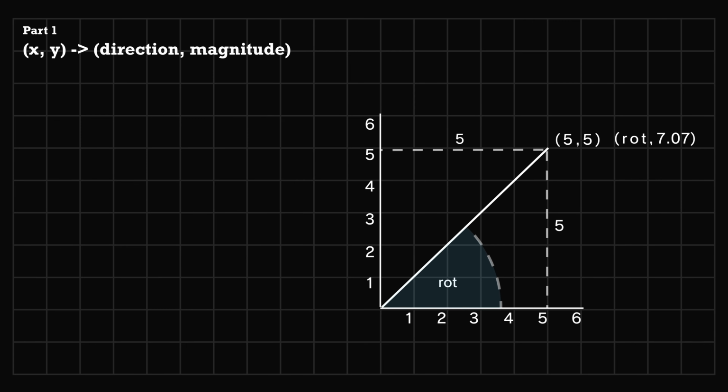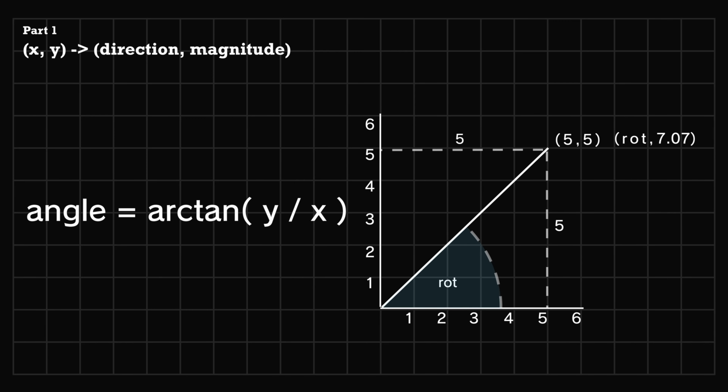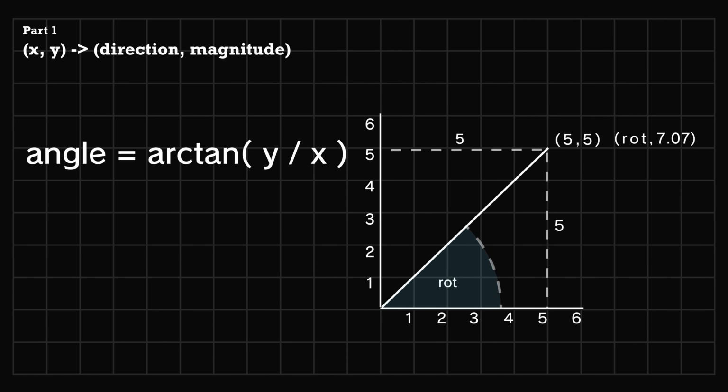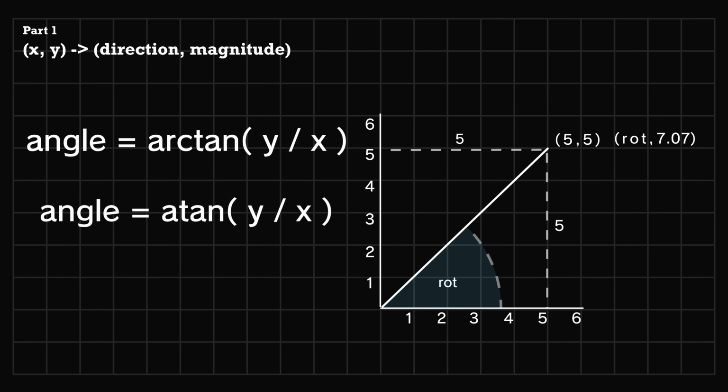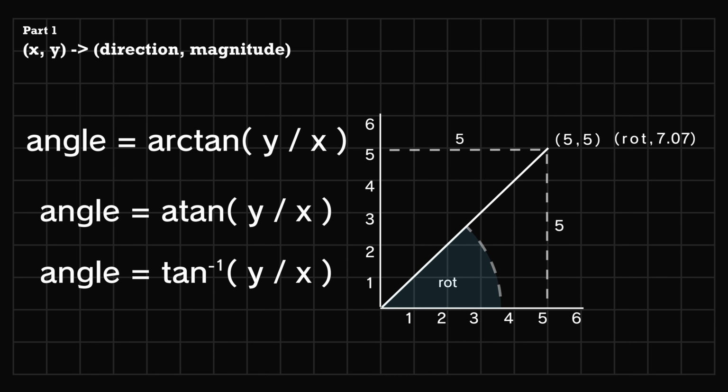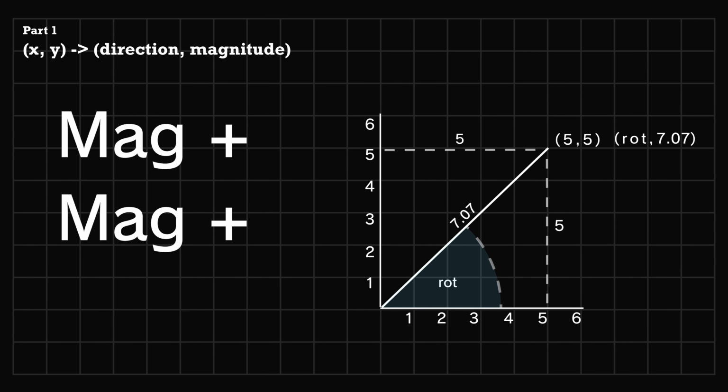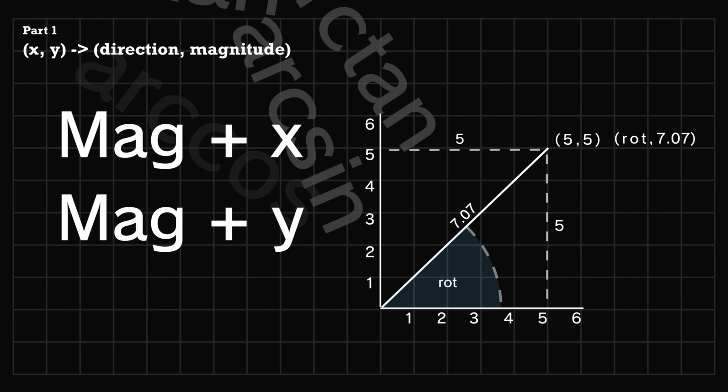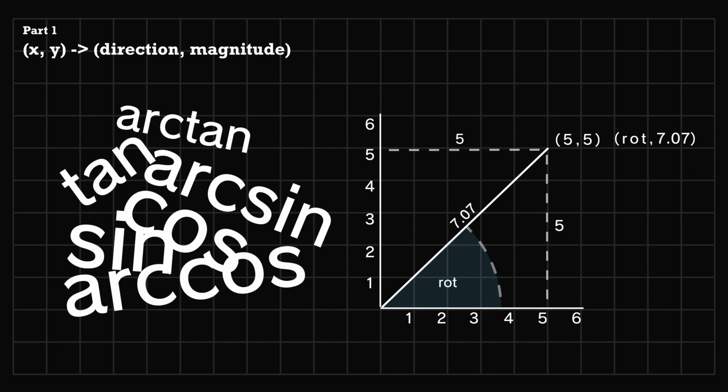We can use the formula angle equals arctan y on x, where the x and y are the x component and y component of the vector. Arctan is also called atan and inverse tan in some places, and you'll find it in most calculators and programming languages. If you have the magnitude of the vector like we calculated previously, and an x or a y component of the vector, you can use the other trigonometric functions to find the angle of the vector.